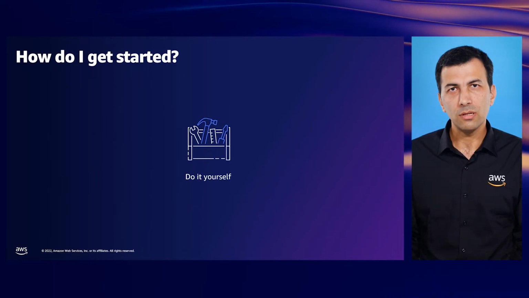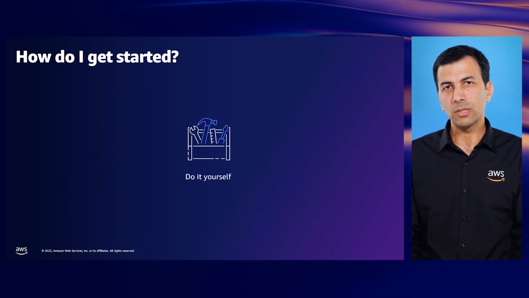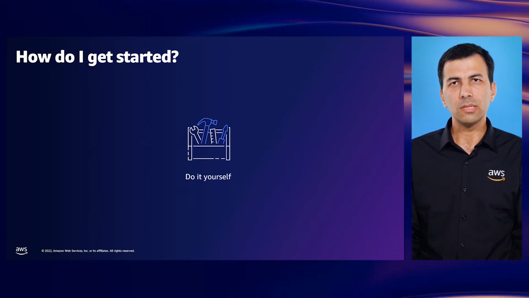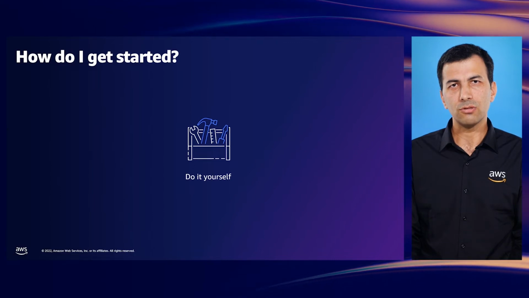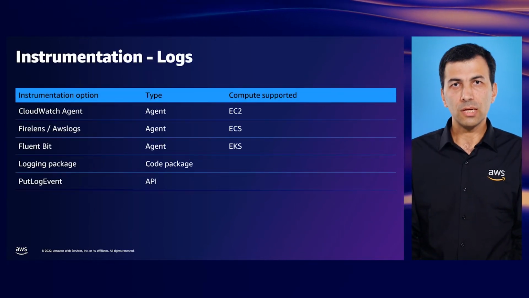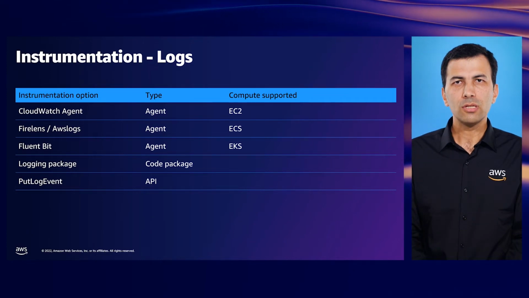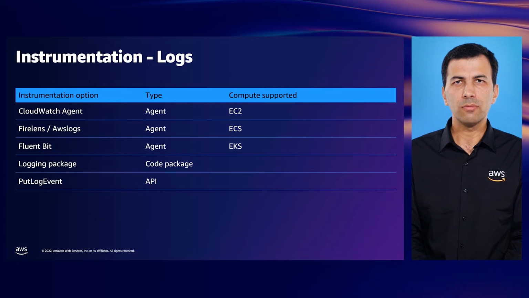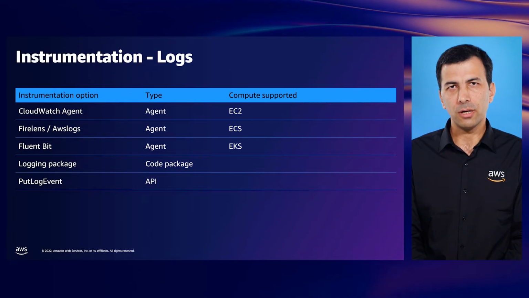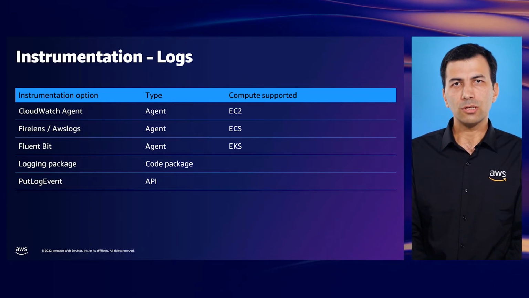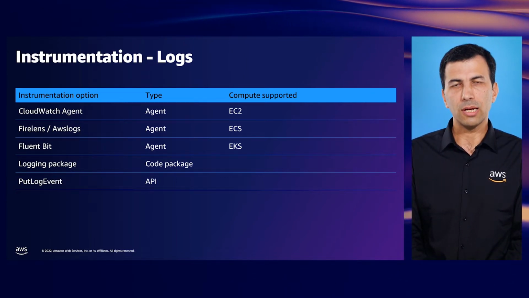Beyond what Application Insights offers you, the other option is doing it yourself. Keeping in mind the three pillars of observability are logs, metrics, and traces, let's start with logs. There are several different ways to get logs from your application. You can use the CloudWatch Agent and configure it to pick up logs from various locations and send them through to the CloudWatch Logs API. For containers, there is FireLens and the AWS Logs log driver, which route logs to CloudWatch.